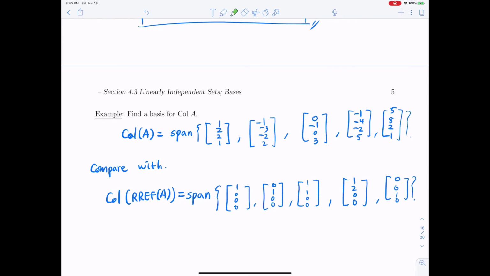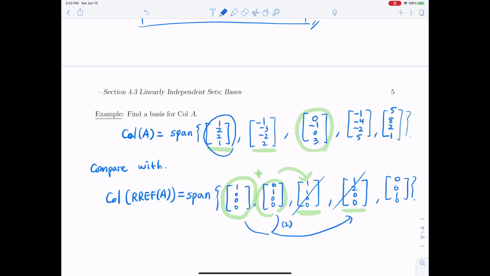If you look at the column space of the RREF of A, we can tell that the third vector is a redundant vector, because if you add the first with the second, then we get the third. Also, we can get the fourth vector by adding the first with 2 times the second vector. So we can easily kill these two vectors.